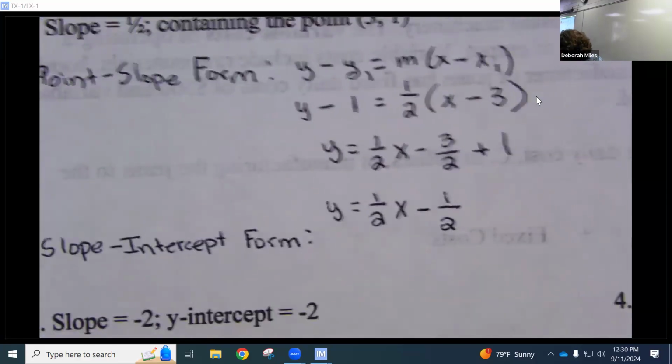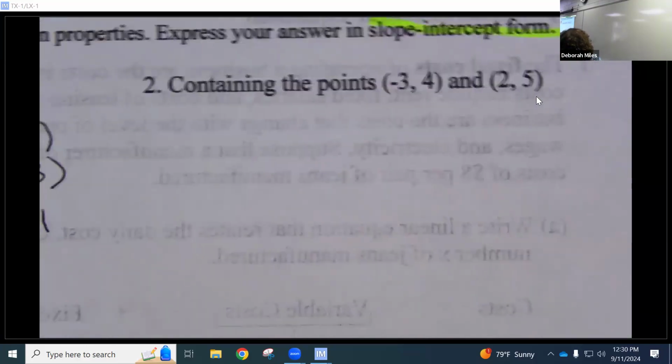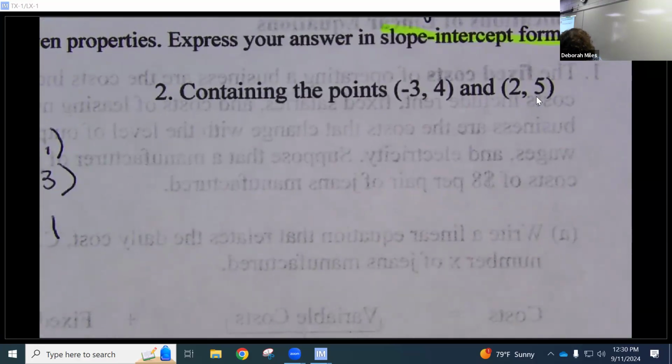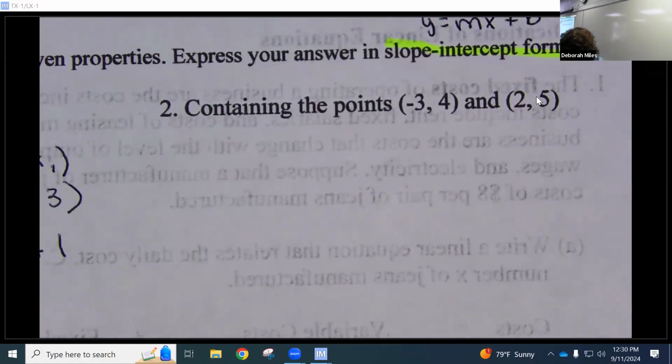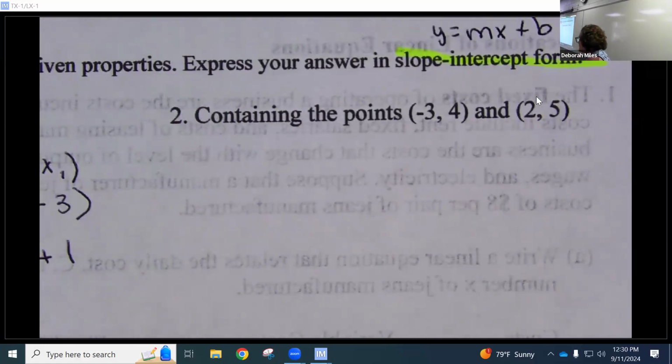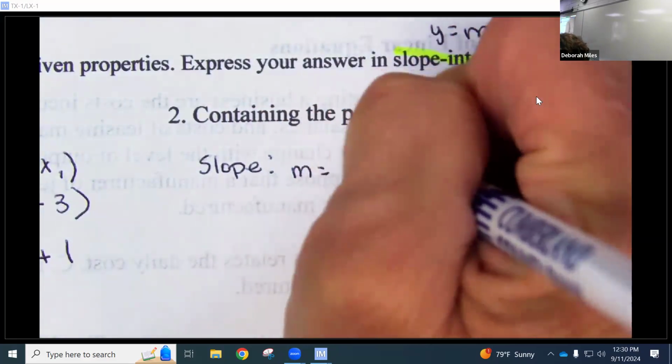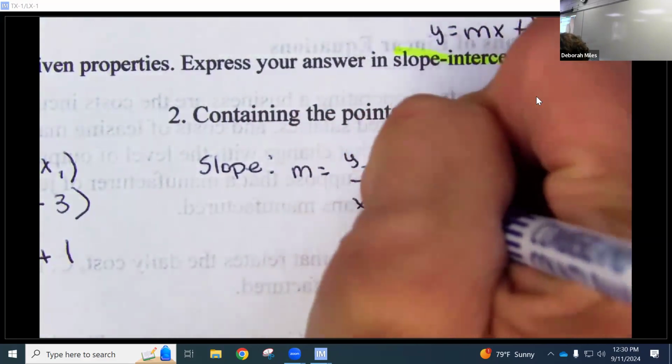All right. Number 2, I'm not given a point and a slope. I'm given a point and another point. Do I need a new form, the point form? Why not? What can I do? I can find the slope. You give me 2 points, I'll find the slope. The slope is y2 minus y1 over x2 minus x1.